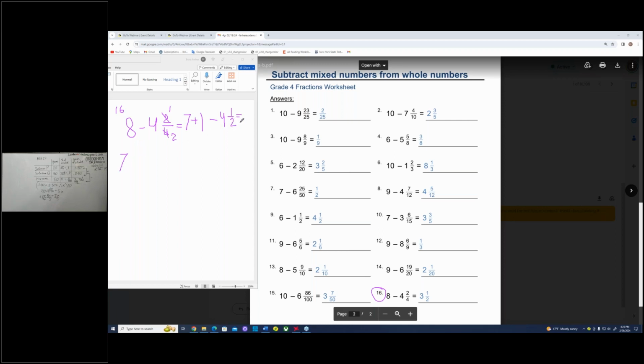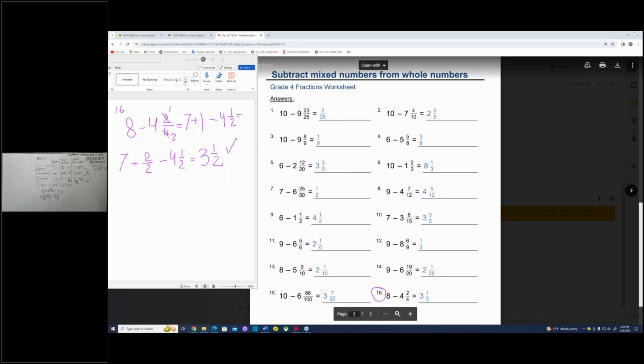Now, 7. Since this denominator is 2, I write 2 in the denominator. What is supposed to be written in the numerator to get 1? Zuhra? 2. Minus 4 and 1 over 2. 7 minus 4, Zuhra? 3. Excellent. 2 minus 1. 1. And 1 over 2.